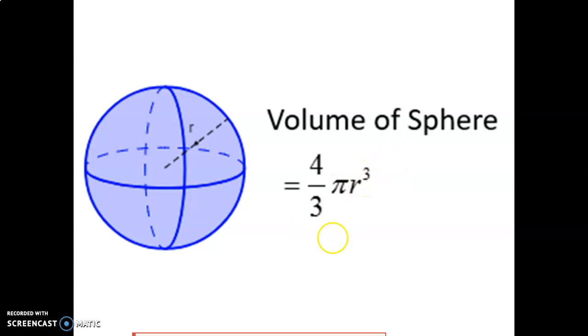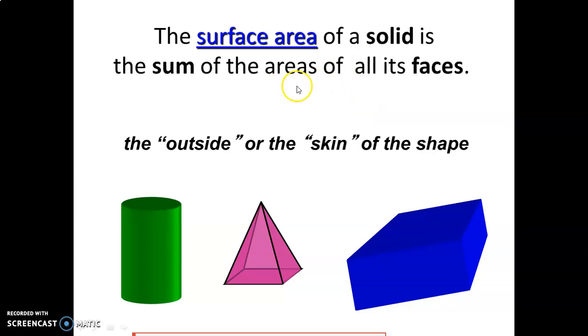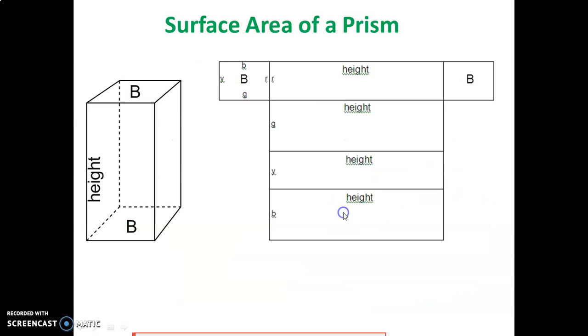And don't forget that this is r cubed here, not r squared. All right, now let's talk about surface area. Surface area of a solid is the sum of the areas of all its faces. Think of it as the skin or the outside. So if you add up all the face areas, you have the total surface area.